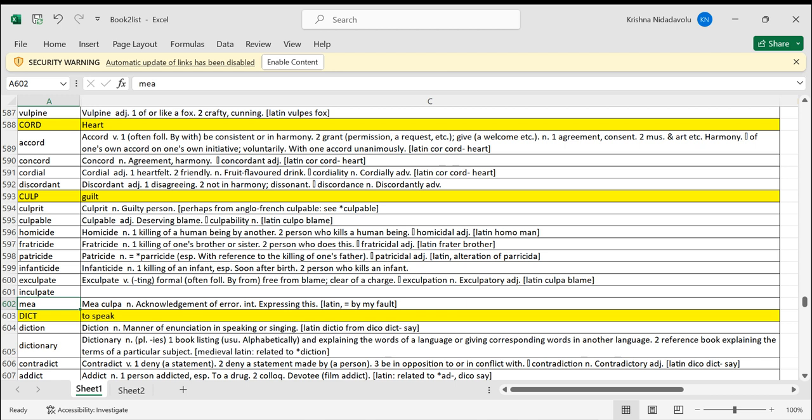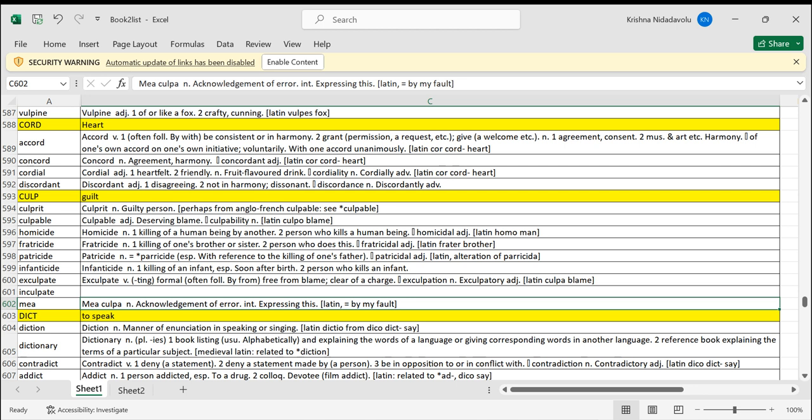Okay, there is one more called mea culpa. Mea culpa. It is acknowledgement of error. Mea culpa. In Latin, it means through my fault. I apologize. It was my fault. We use it in this way. Okay. Mea culpa. Next is dict.